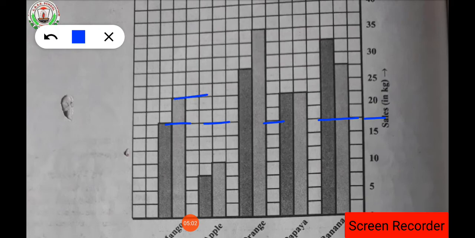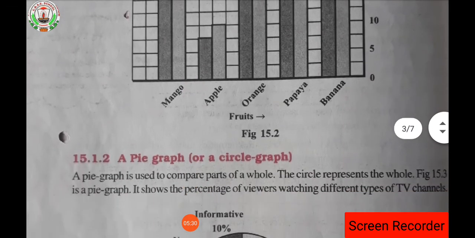Then on Tuesday, mango is going to be sold between 25 to 30. So in this way we are going to see the comparing the sales of the mango, apple, orange, papaya and banana, that means fruits, on the 2 days, that means Monday and Tuesday. So this kind of graph which is going to be drawn combining each other is said to be a double bar graph. This also you had already studied.